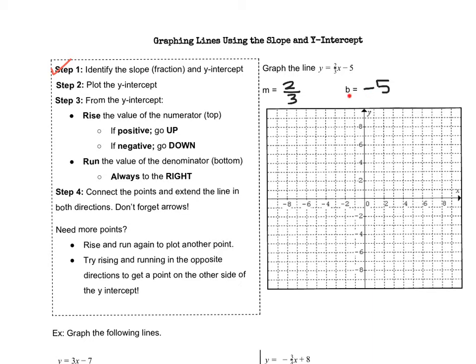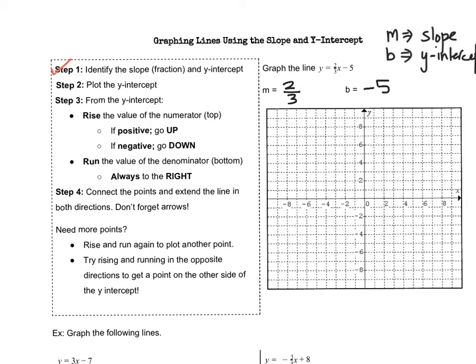Now you've noticed that I've used the letters M and B for slope and y-intercept, and those are just the letters that are used to represent slope and y-intercept. So I'm just going to make a note here before we move on that M stands for slope and B stands for y-intercept. So it's just a representation of these two terms.